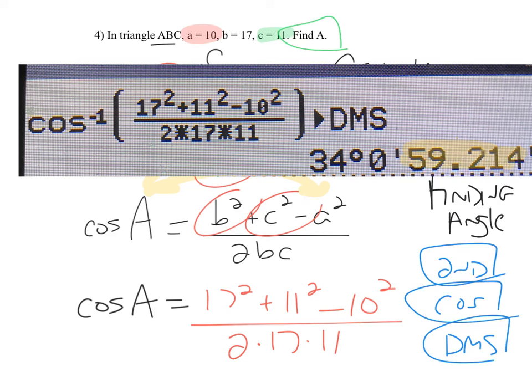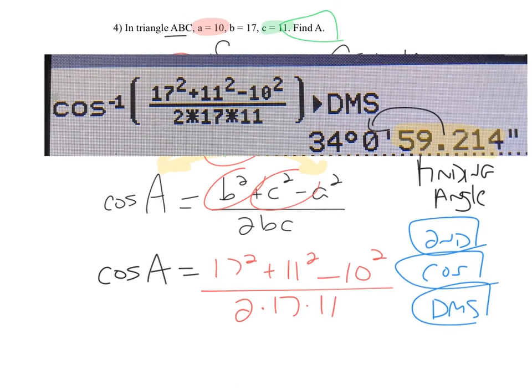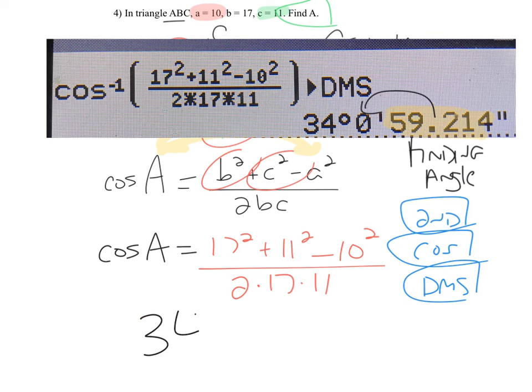So I'm looking at the seconds, which are 59. That's bigger than 30, so I'm going to round up. So here we're going to have as our answer 34 degrees and 1 minute.